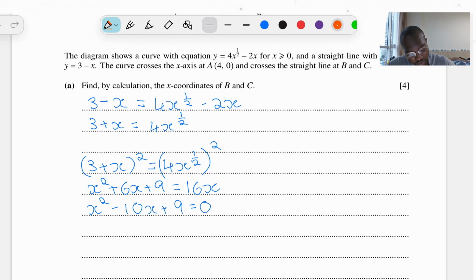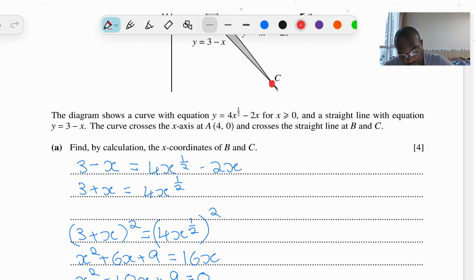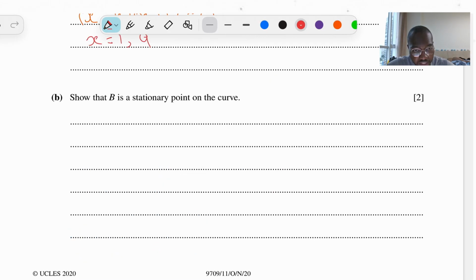And therefore we can factorize, so we get (x - 9)(x - 1) is equal to 0. Therefore x is equal to 1 and 9. And yeah, that would be it. We've found the coordinates of B and C. If you really want to, we can specify more what they are. So we can see that B has to be 1 and then C has to be 9. So over here we can maybe write something like B x is equal to 1 and then C x is equal to 9. So for part B now, we need to show that it's a stationary point on the curve.